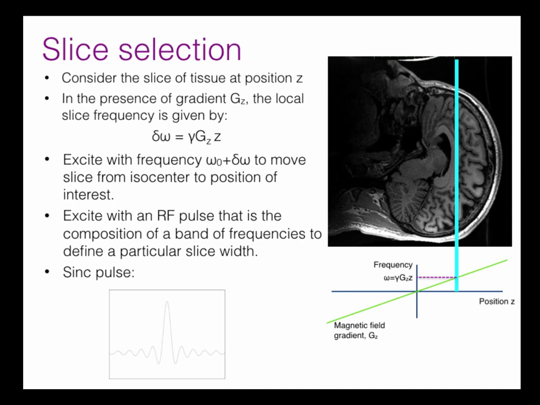So having done that, we can selectively excite. That's one way in which we can selectively discriminate between different parts of the body to make images. Okay.